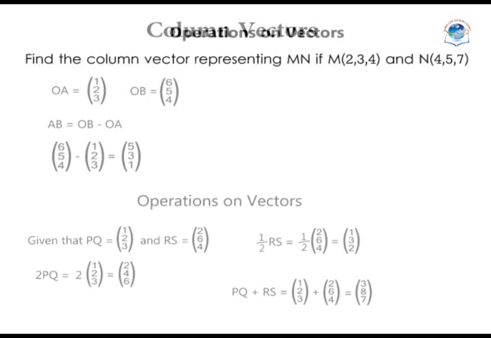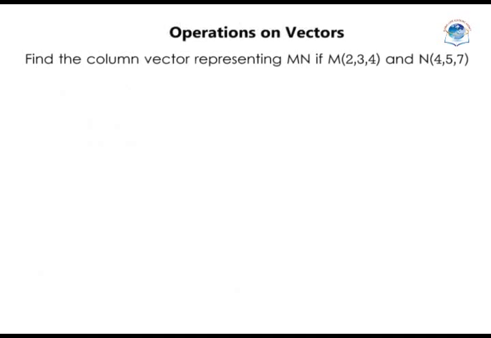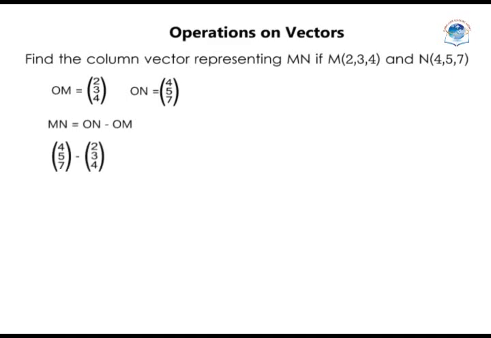For example, find the column vector representing vector MN if the coordinates of M and N are (2, 3, 4) and (4, 5, 7) respectively. The position vector of point M is OM equals (2, 3, 4), and the position vector of point N is ON equals (4, 5, 7). MN is equal to ON minus OM, that is (4, 5, 7) minus (2, 3, 4), and that gives us (2, 2, 3).